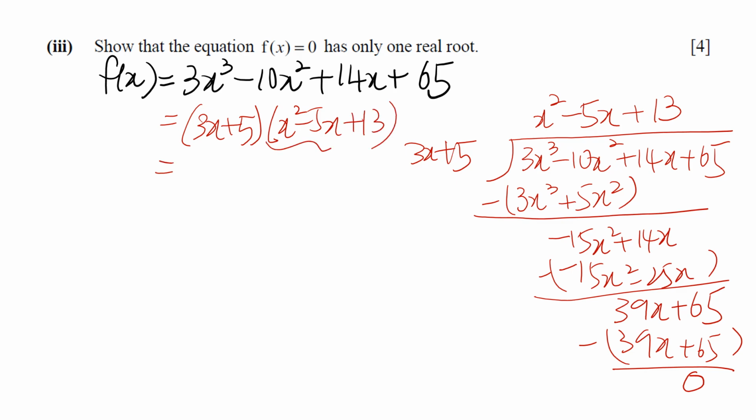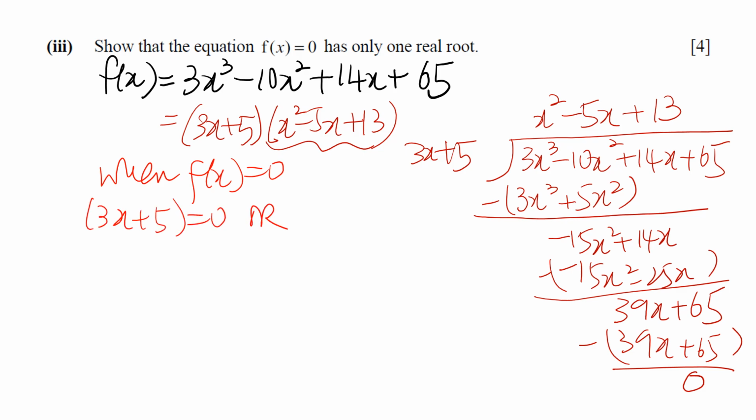You can factorize this further. Oh, we cannot factorize it further. That's why the question says that there's only one real root. So how do we continue from here? When f(x) is equal to 0, we are saying that this is equal to 0 or this is equal to 0, right? So here we get x equals negative 5 over 3. Here we just use the discriminant to find the roots.